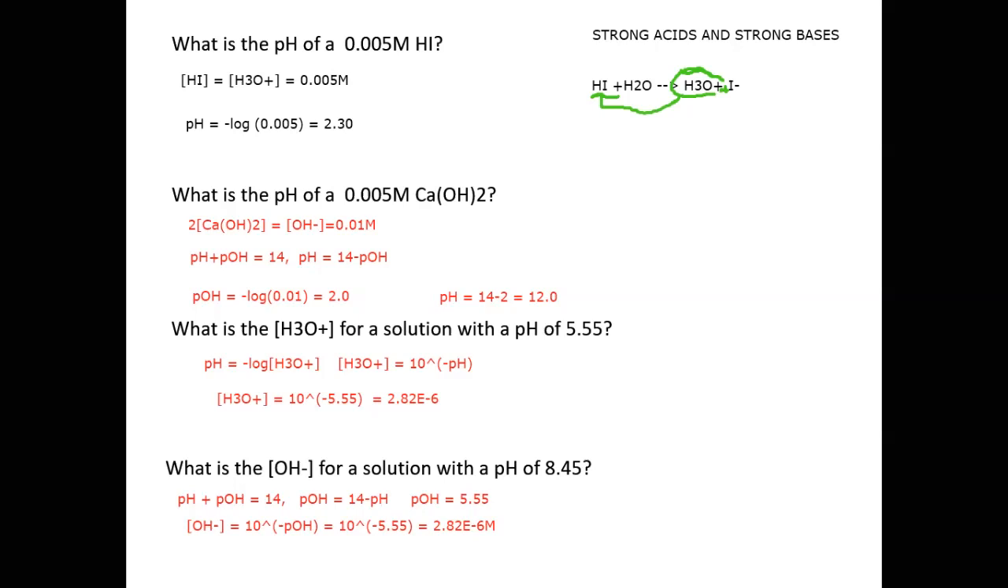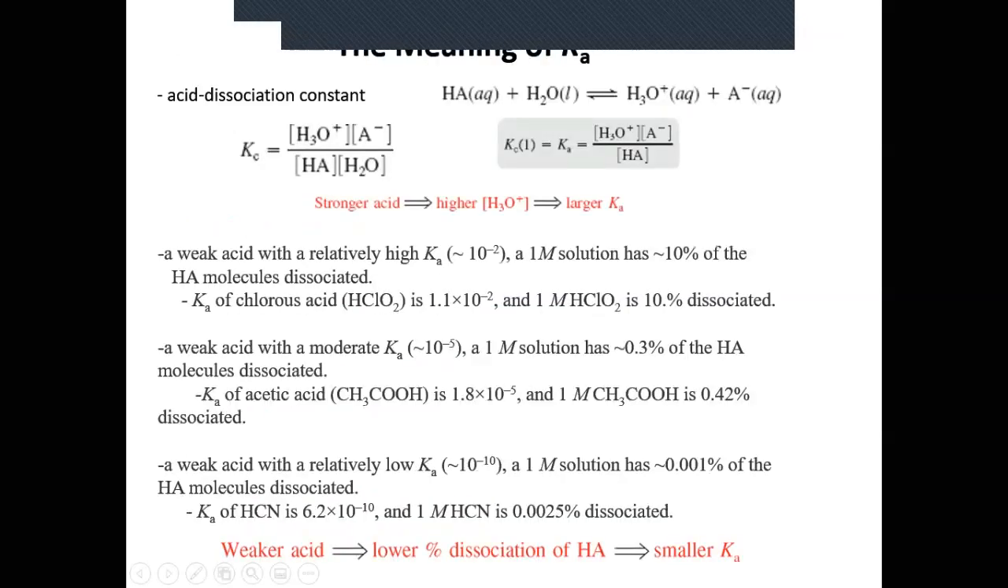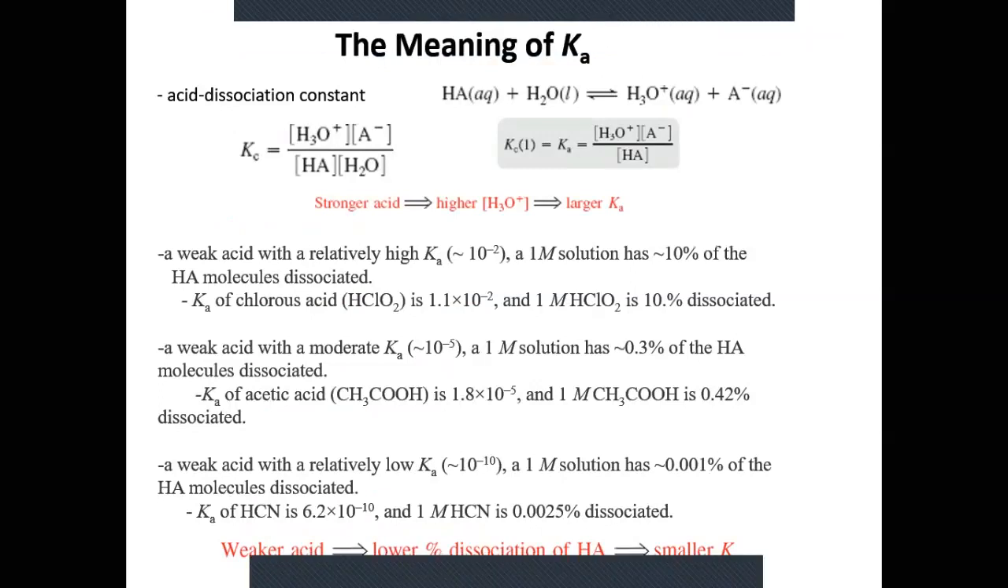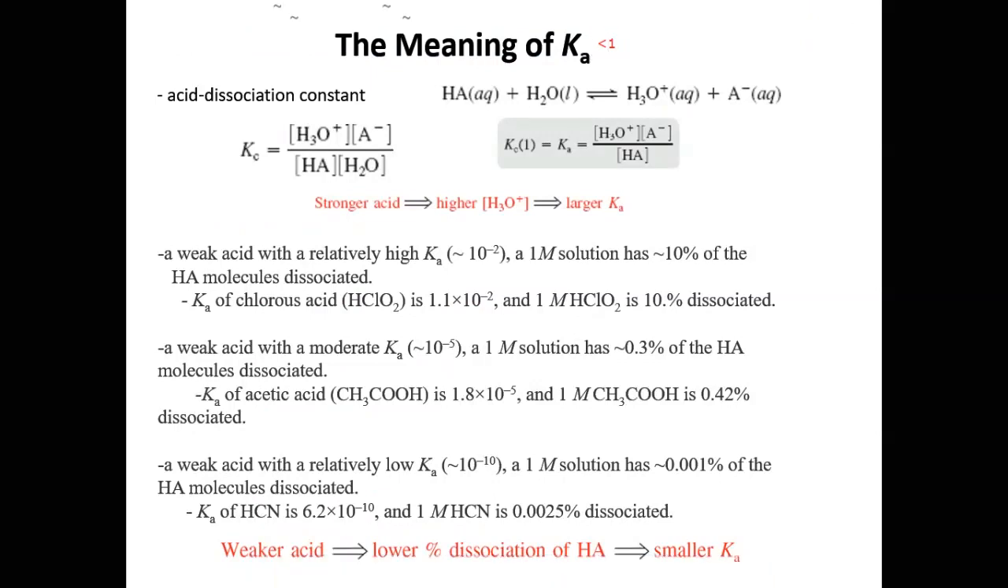Now we're going to focus on weak acids. So with weak acids, we have to understand the meaning of Ka. And for a weak acid, the Ka is less than 1. The greater the Ka, the stronger the acid; the smaller the Ka, the weaker the acid is. And so for the acid dissociation of a weak acid, notice here we have the double arrow. So we've got to write the equilibrium expression.